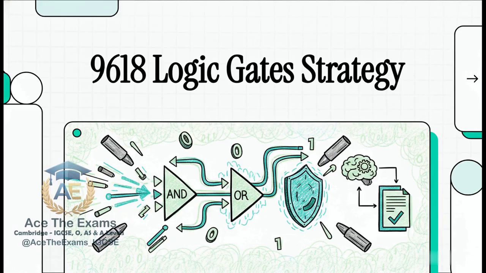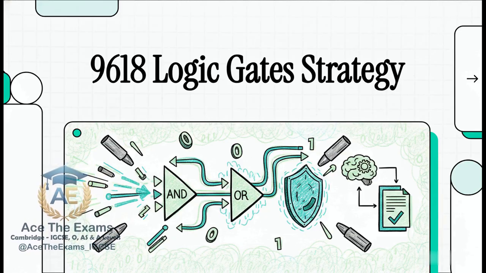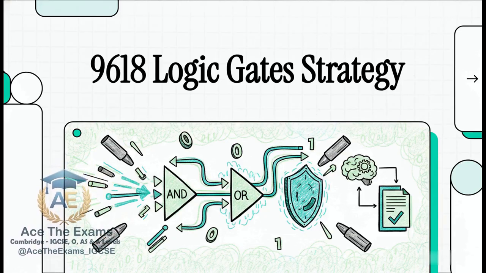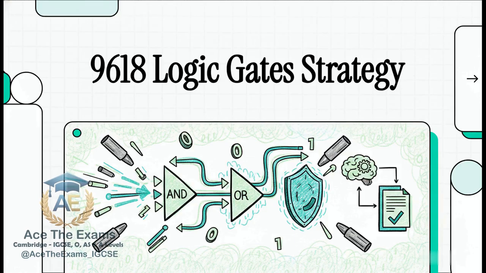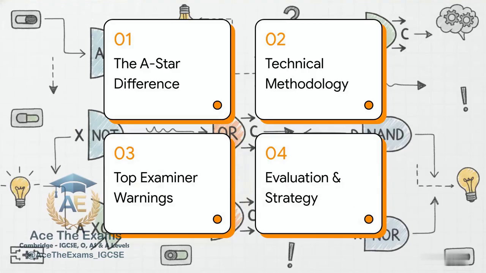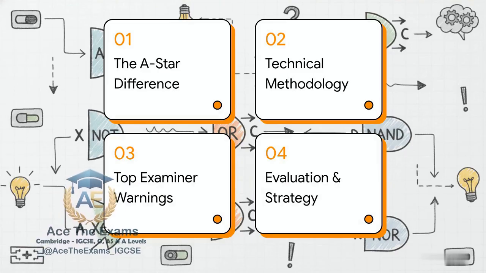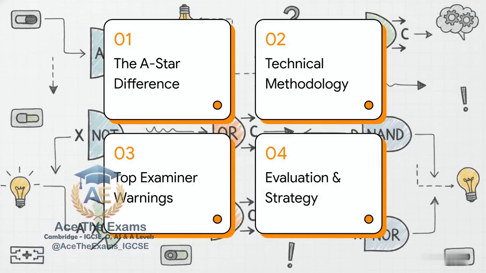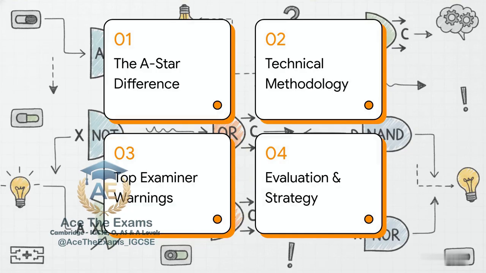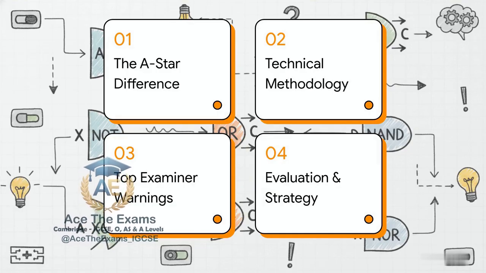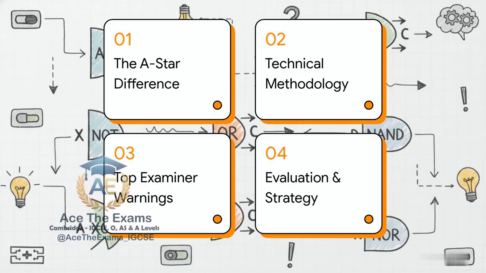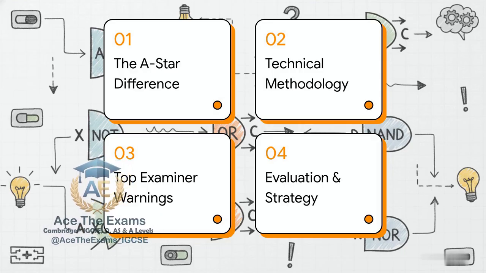The difference between a B and an A-star doesn't come down to sheer memory. It's about understanding the rigorous underlying mechanics. It's about decoding exactly what examiners are demanding. So here is our exact battle plan for today's explainer. First, we'll unpack the A-star difference. Second, we're going to outline the technical methodology you need. Third, we'll cover the top 3 examiner warnings. And finally, we'll wrap up with evaluation and exam strategy.